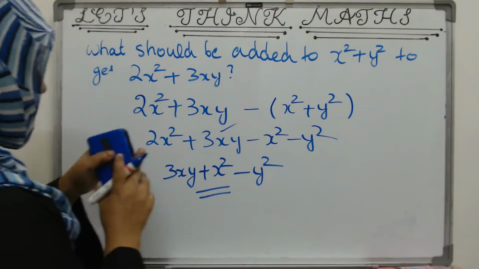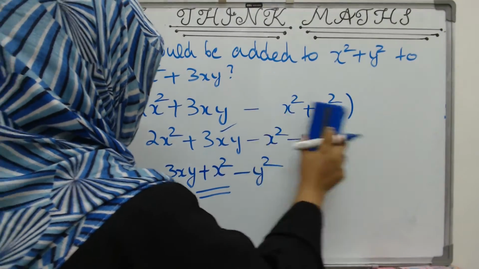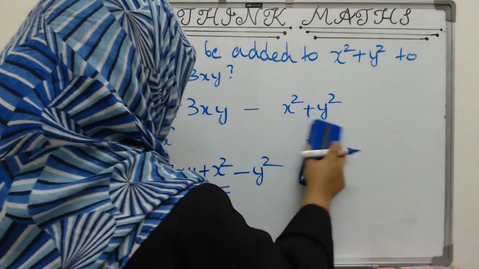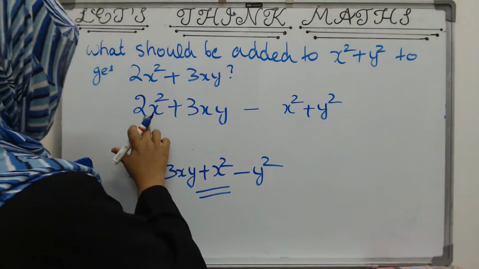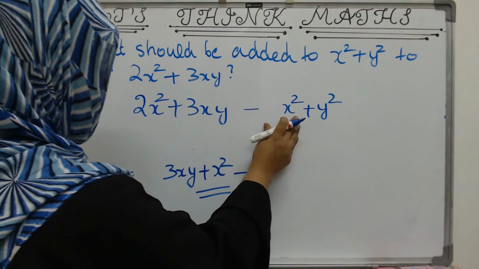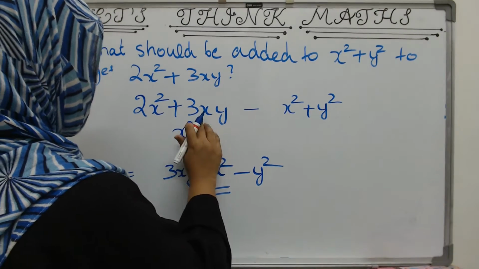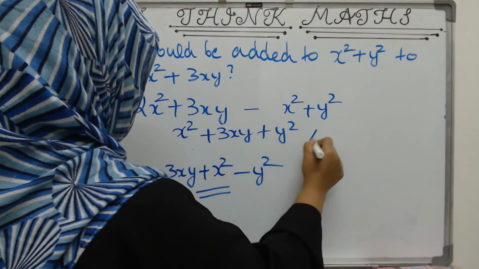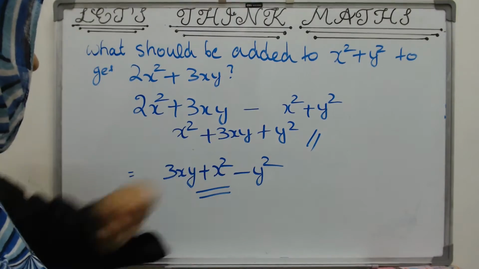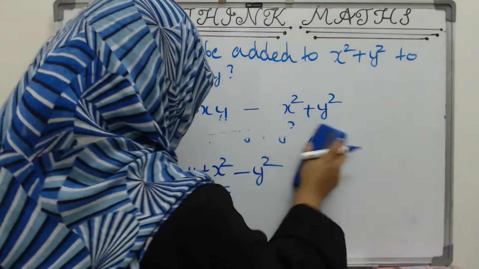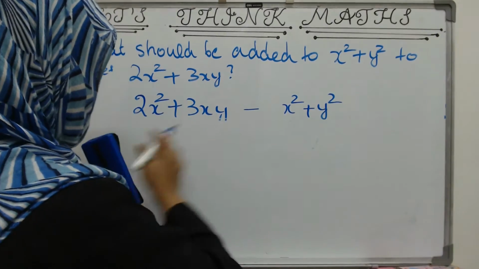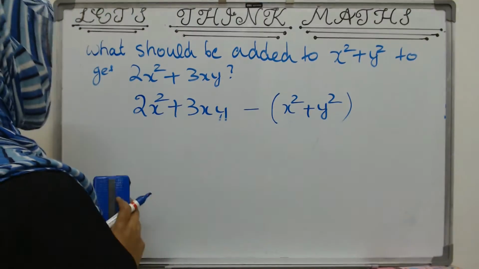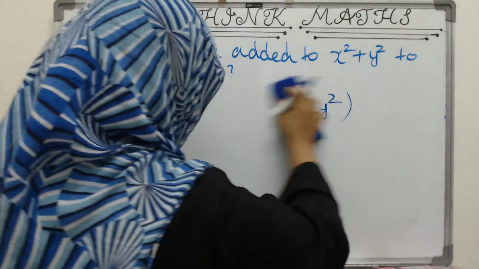Now just see what happens if you do not put this bracket here. Remember this answer and see what happens if you do not put it. This would be 2x square minus x square, which would be x square, plus 3xy plus y square. So you see what happened? You have a different answer. So that is wrong. Whenever you have more than one term to be subtracted, remember to put them in brackets.